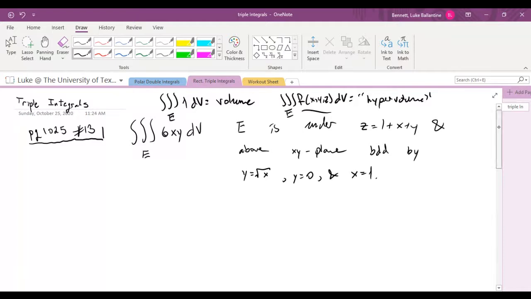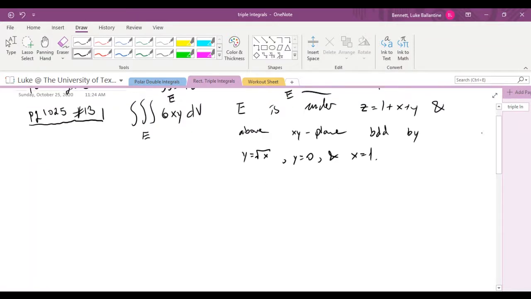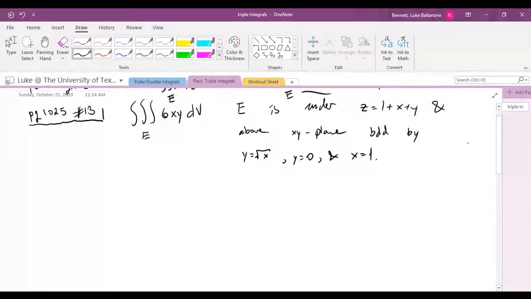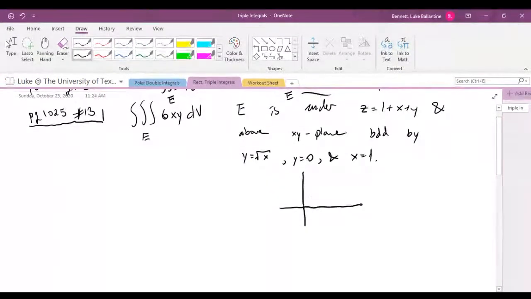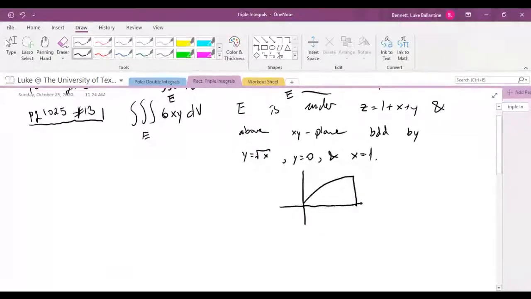Okay? So we have this problem. The integrand is 6xy. E lies underneath 1 plus x plus y, above the xy plane, bounded by this region in R2. So let's first draw our region. We have square root of x, x equals 1, y equals 0. So it's this region in R2. And then z is this plane. So if we draw the plane, what do we get?